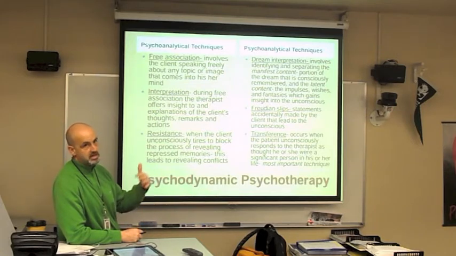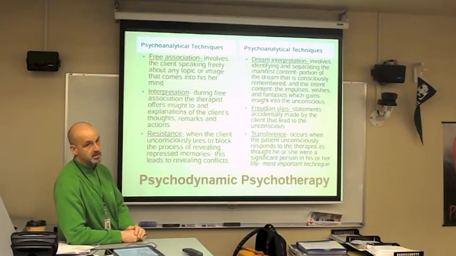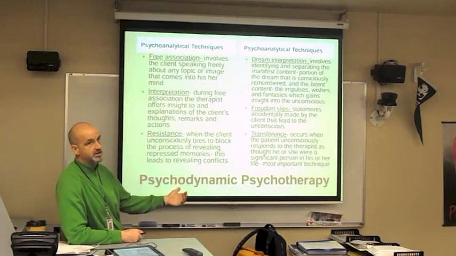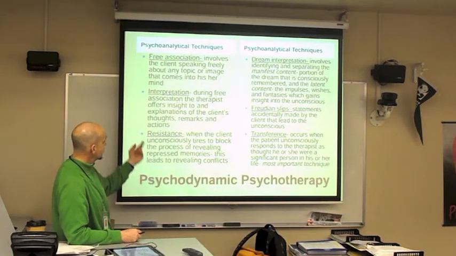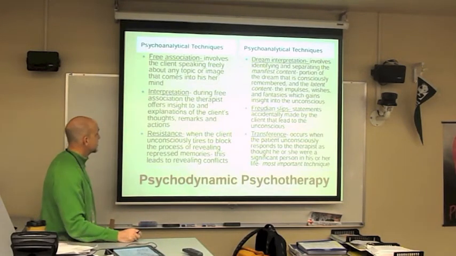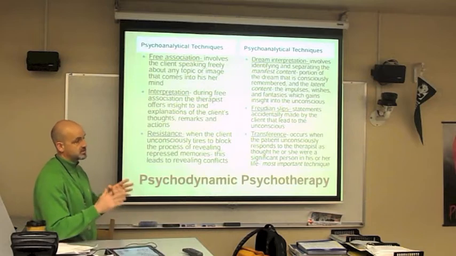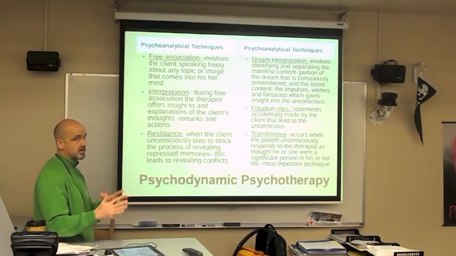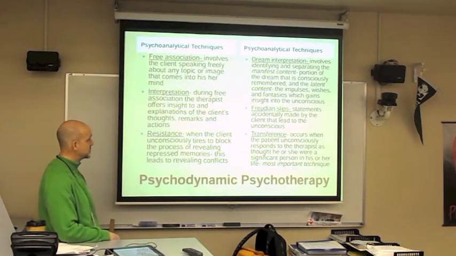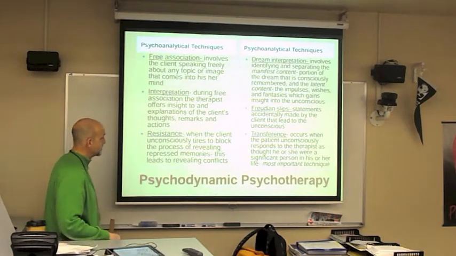In other words, things they repeat over and over, but they're just not aware they're repeating them. Like, for example, the issue of their father keeps on coming up through the conversation. Now, interpretation is simply the therapist offers insight and gives explanations to the client's thoughts, remarks, and actions. Often what will happen is they'll ask a question at a particular time that might bring up a different dialogue within the free association.